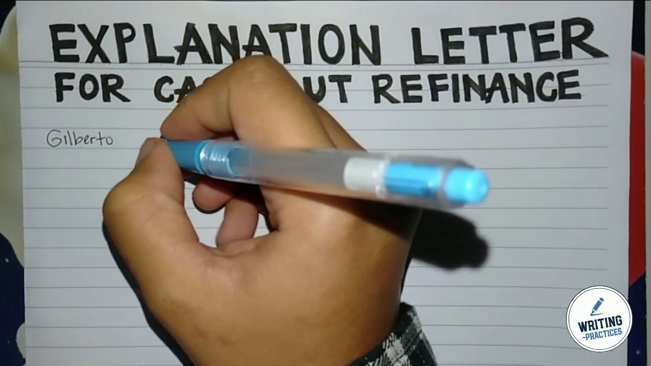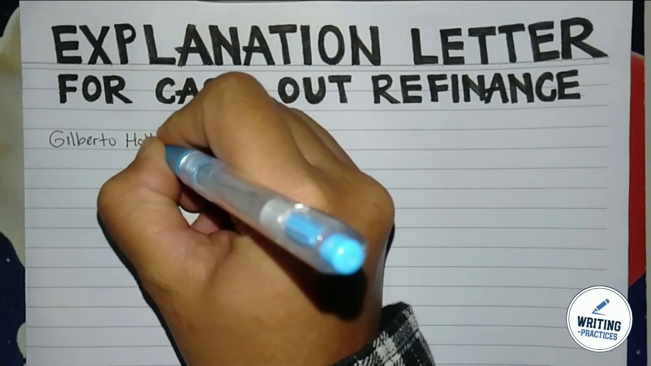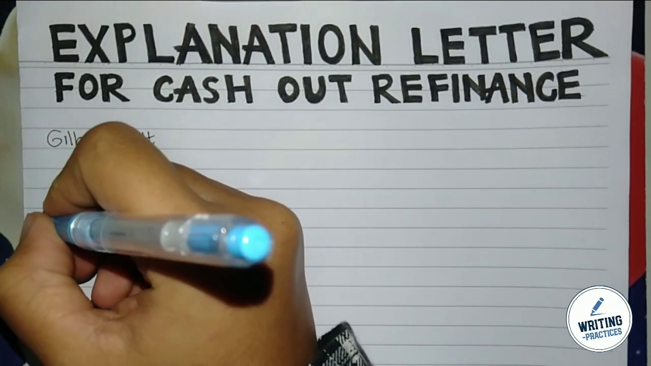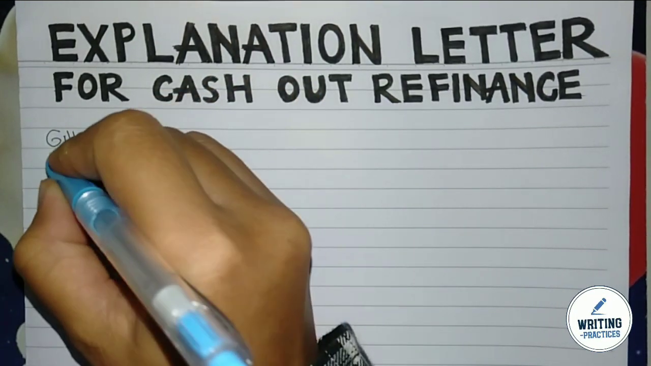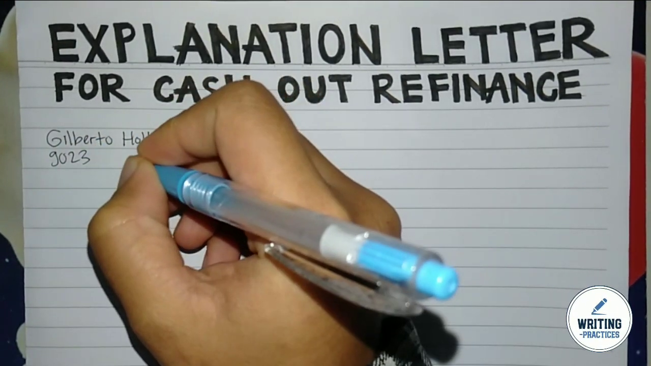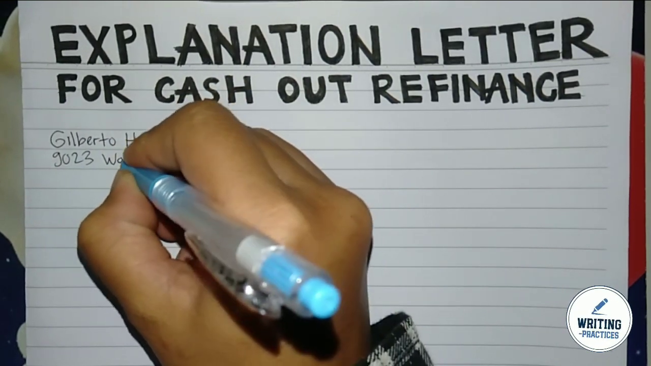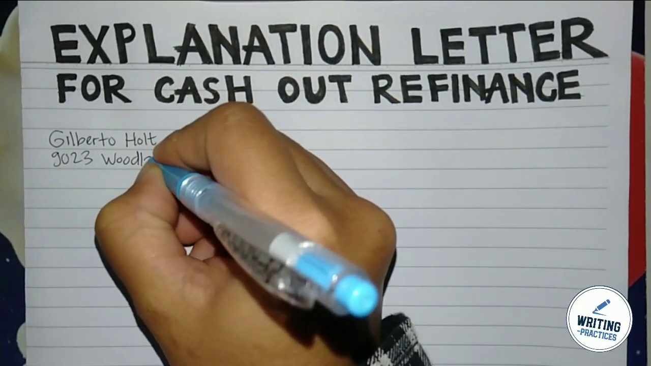This type of refinance allows the homeowner to borrow more than the remaining balance on their mortgage and receive the difference in cash. The explanation letter typically outlines the reasons for wanting the cash out refinance, which might include purposes such as home improvements, debt consolidation, education expenses, medical bills, or other financial needs.